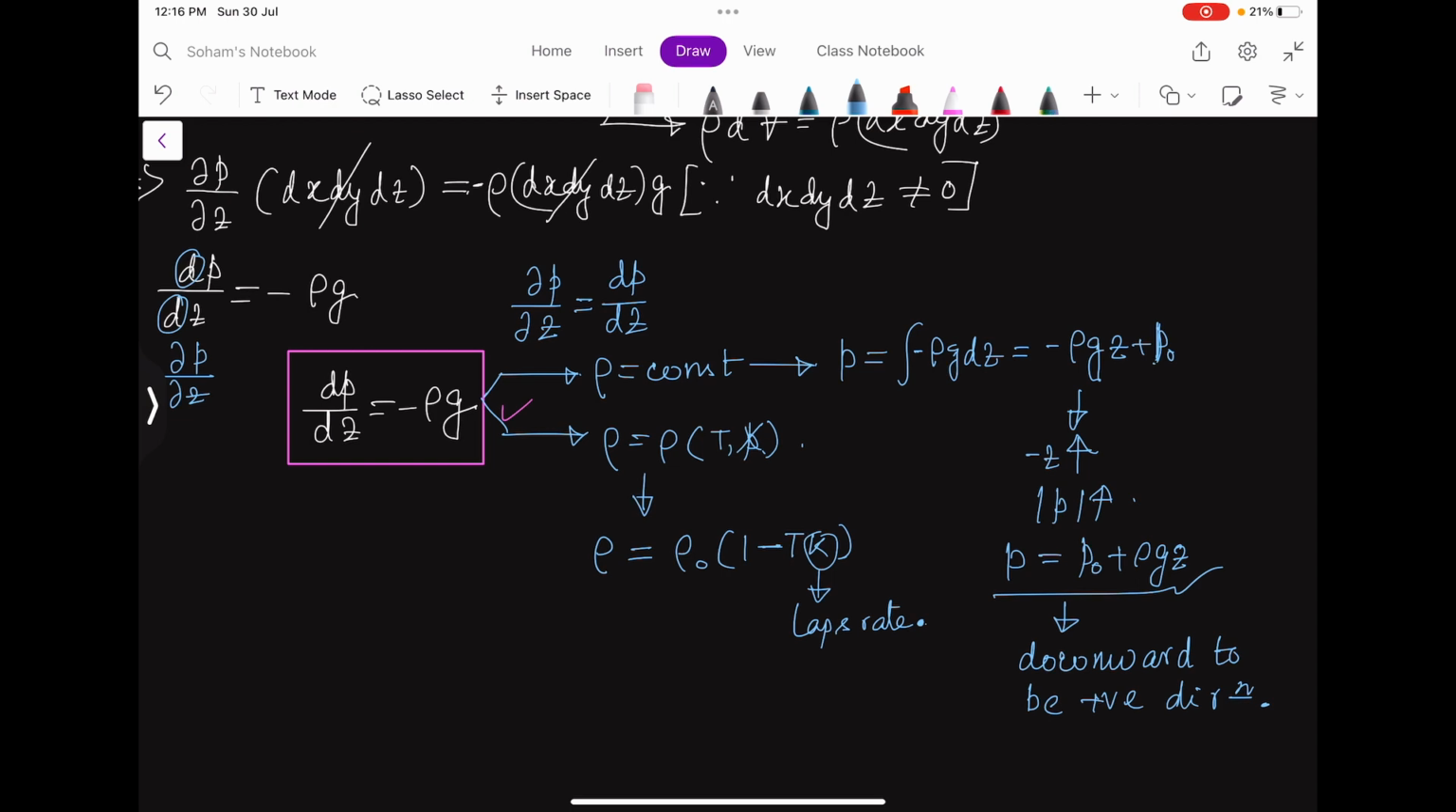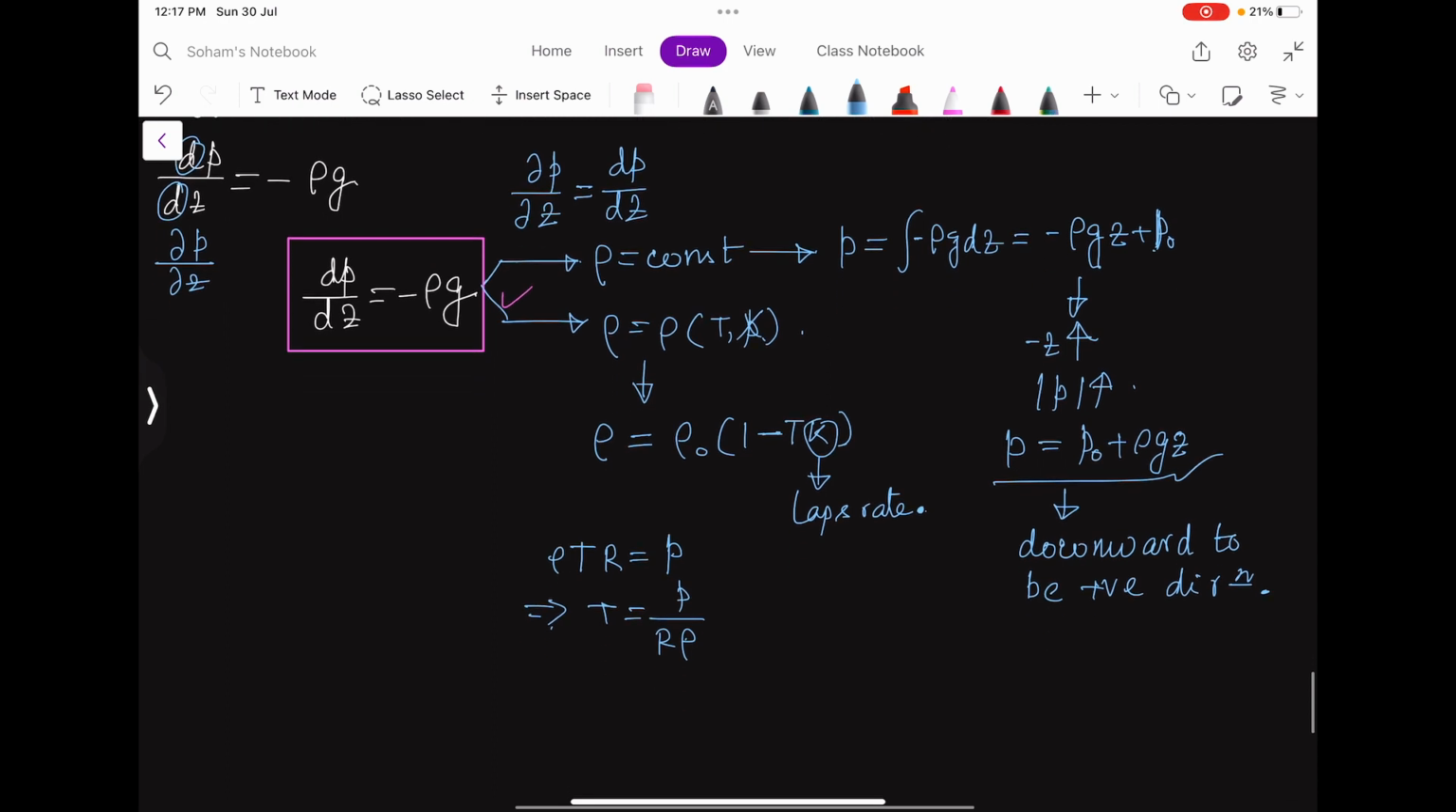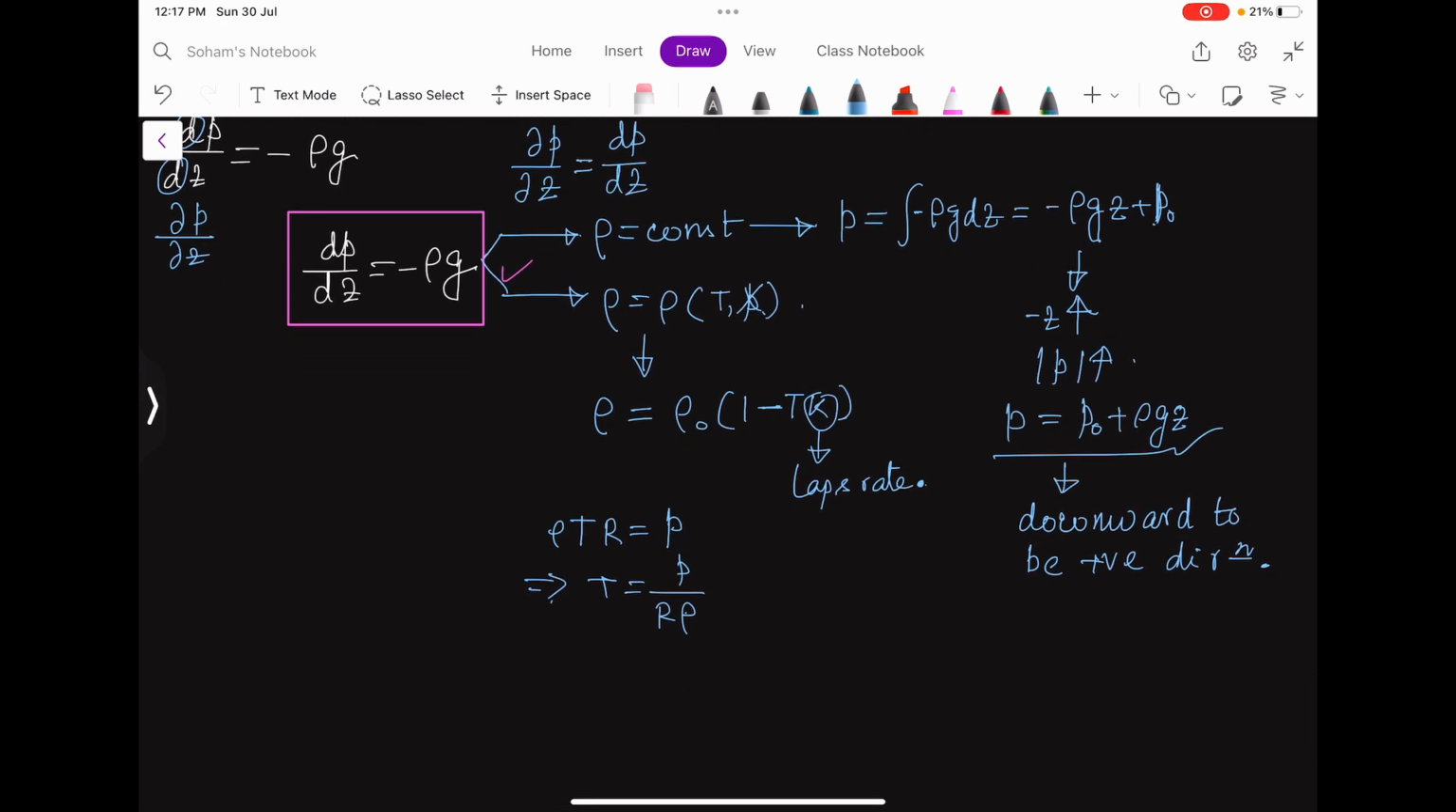Okay, and this T, if we consider our ideal gas equation, then rho RT is equal to p. So just replace this T by p by R rho. Then our equation becomes dp/dz equal to minus rho naught into 1 minus T into k into g, right?